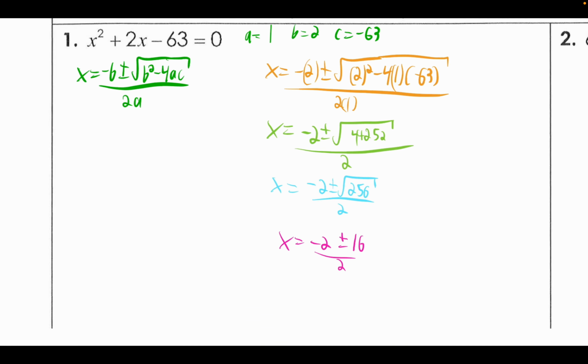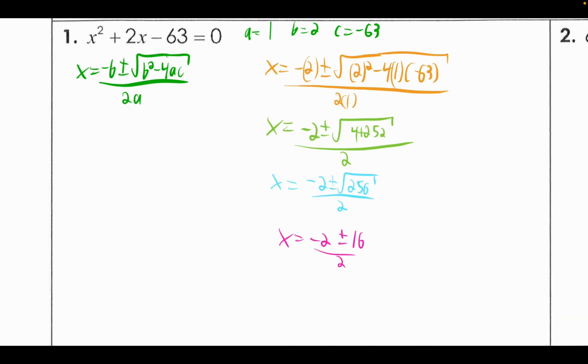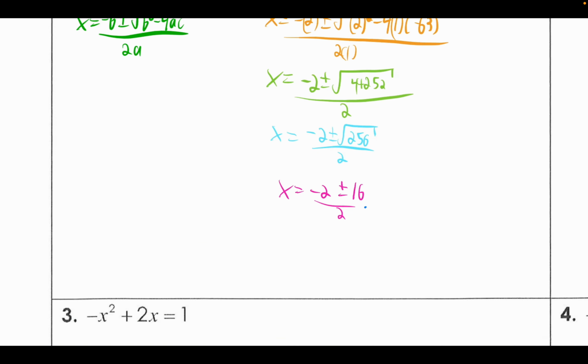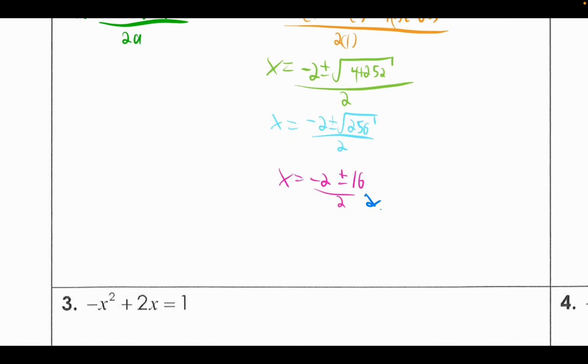And so we make our two cases just like we did back when we did factoring and square rooting, or not factoring, excuse me, but square rooting and completing the square. We're going to have x equals negative 2 minus 16 over 2, and the other case, x equals negative 2 plus 16 over 2, and it really doesn't matter which one you put on either side necessarily.